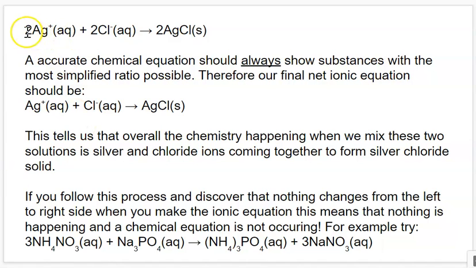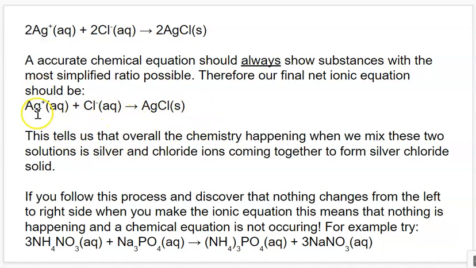This equation shows that we have a 2 to 2 to 2 ratio, which is the same thing as a 1 to 1 to 1 ratio. An accurate chemical equation should always show substances with the most simplified ratio possible. So if there's a common divisor that you can incorporate into all of your coefficients, you should always simplify it to the simplest form. So we end up with our final net ionic equation of silver ion plus chloride ion, making silver chloride.